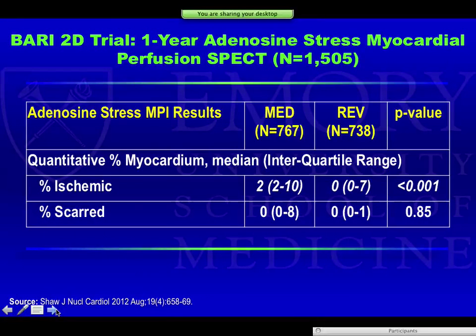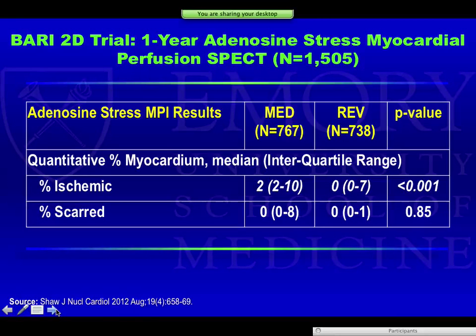This paper came out last year from the BARI 2D trial that we put together. And BARI 2D, unfortunately, did not do a baseline imaging study. They just felt like all that went on during the baseline exam was just too problematic in order to add a stress test.